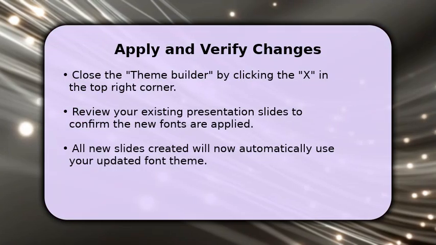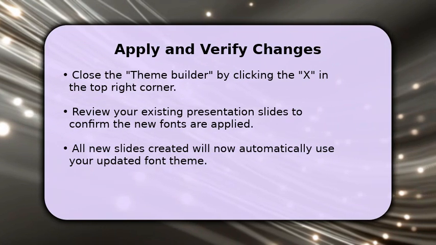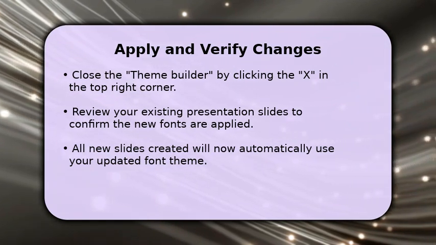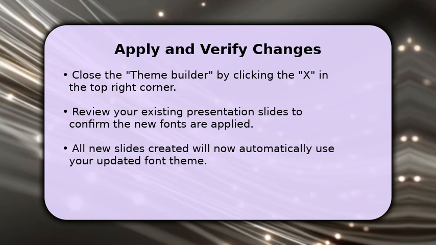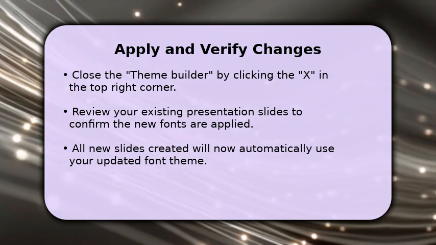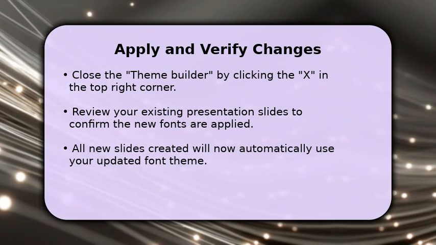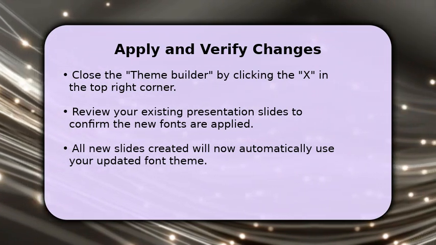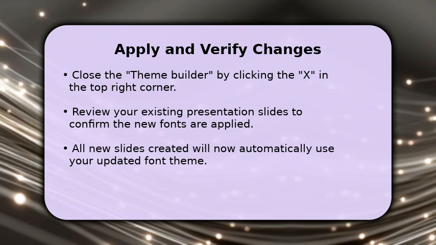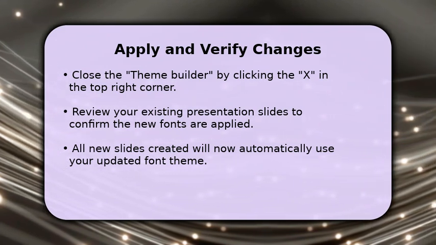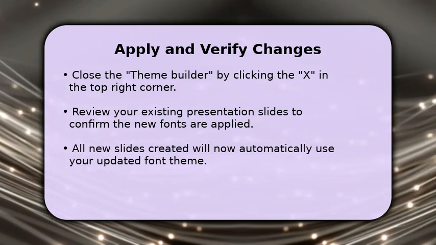To finalize your changes, simply click the X button in the top right corner of the Theme Builder to close it. You will immediately see your presentation update with the new fonts. Scroll through your existing slides to verify that every text element has adopted the new style. From this point forward, any new slides you add will also automatically use your chosen font theme.